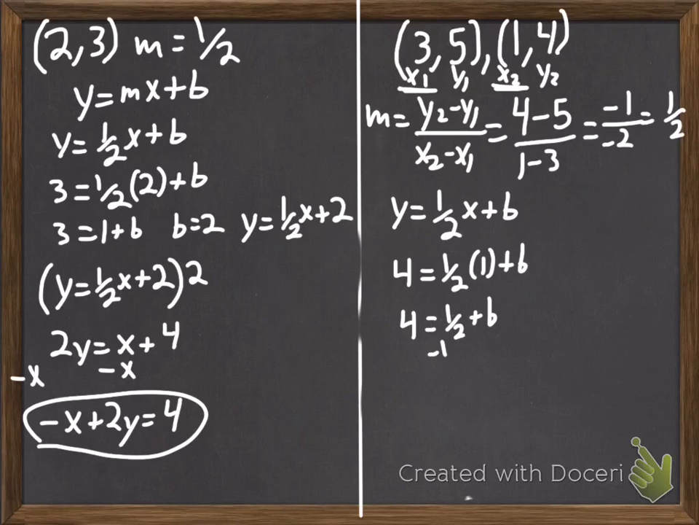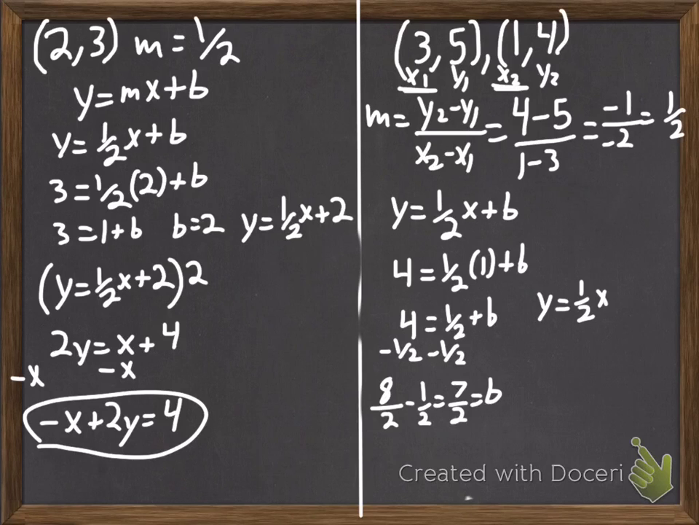We get to subtract 1/2. And you remember from our fractions, we need to turn that 4 into an improper fraction. So we get 8 over 2 minus 1/2. So b equals 7 over 2, which isn't too bad. So we get y equals 1/2 x plus 7 over 2.